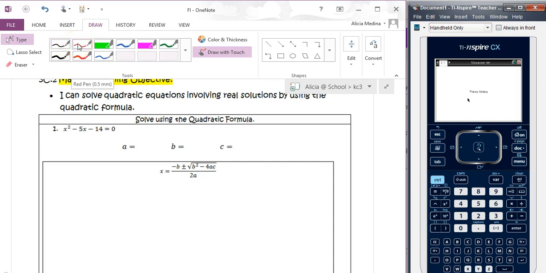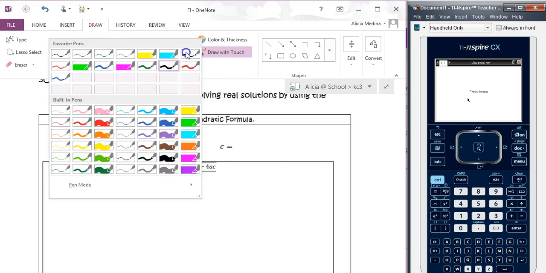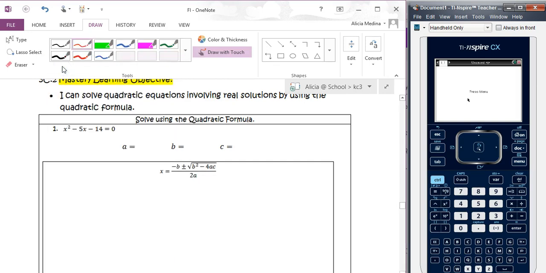So now we're going to be solving. We still have to identify our A, B, and C, and we can't do that unless our quadratic is in standard form. The other thing to keep note of is that this says real solutions. Real solutions just means that there are no i's. So real means no i. We're not going to have those imaginary numbers.